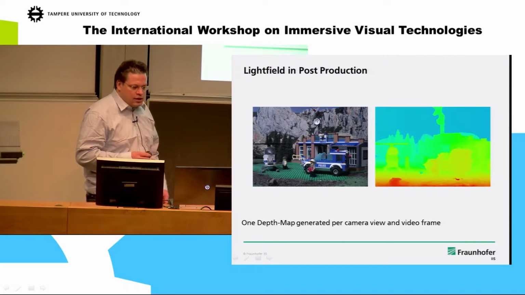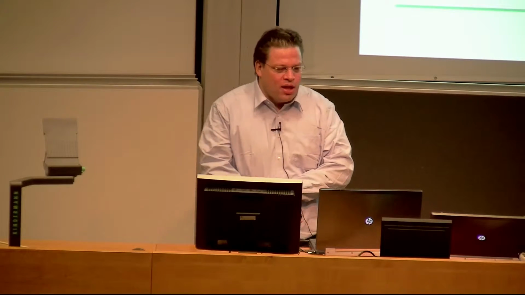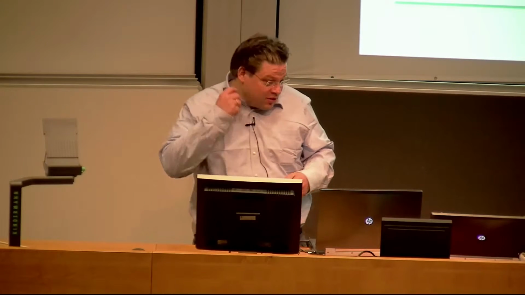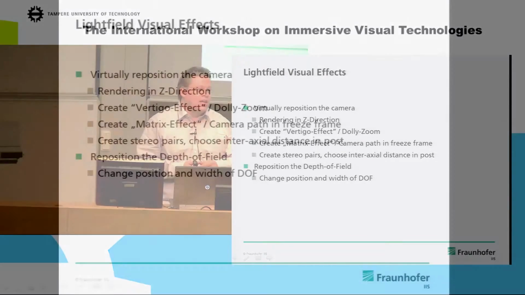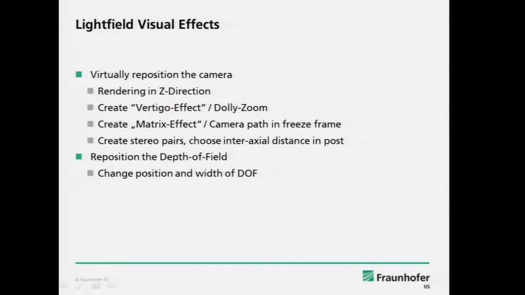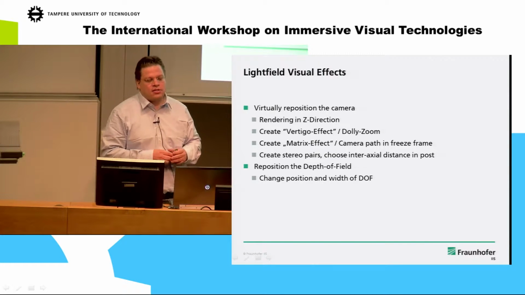So this is a colored version of the disparity map, which we generate per frame and per view. Yes. So once you have that data, what effects can you apply? You can move the camera in X direction, Y direction, Z direction. So you can do some free viewpoint rendering, basically limited to the size of the array, but also going in Z direction, because you can combine the light rays according to light field rendering.